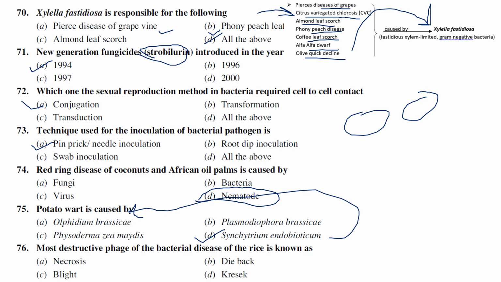One more thing, Plasmodiophora brassicae, clubroot of cabbage. This clubroot of cabbage and potato wart, both the life cycles were discovered by M.S. Woronin. He was a student of Anton de Bary.